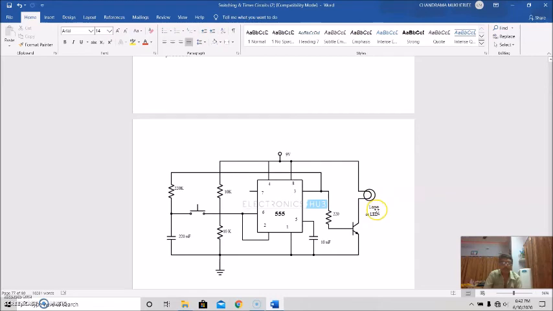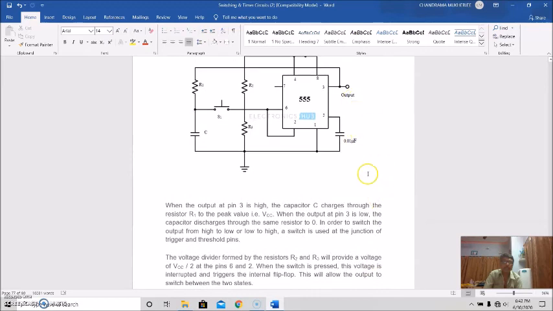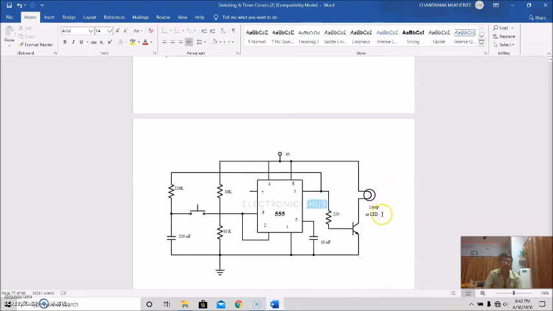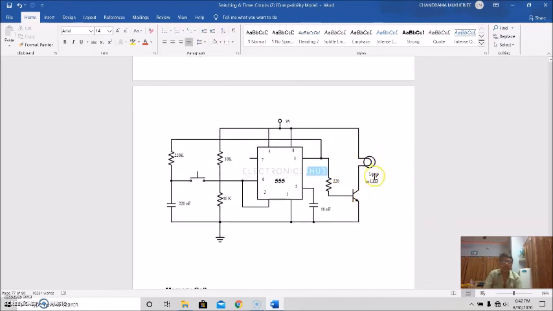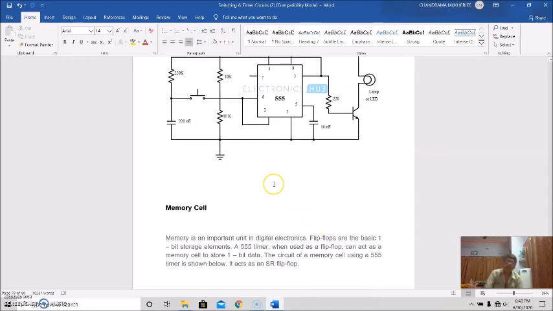So this is like this. Everything is the same. The only difference is here, this is the output, in the output level. So it is connected in the output. Here, this is the output. So that's the use of a bistable as a flip-flop.